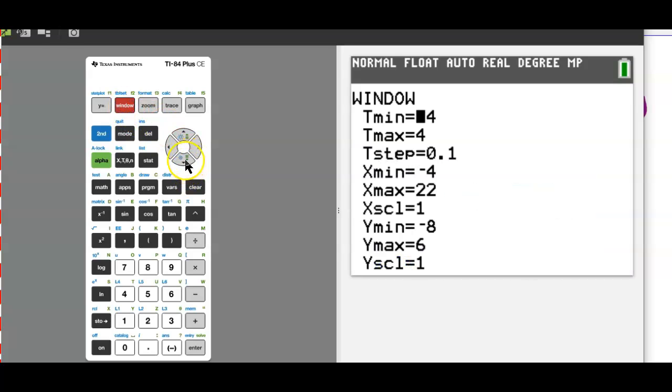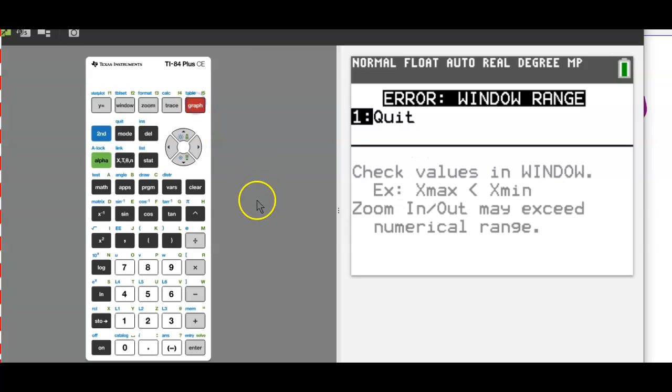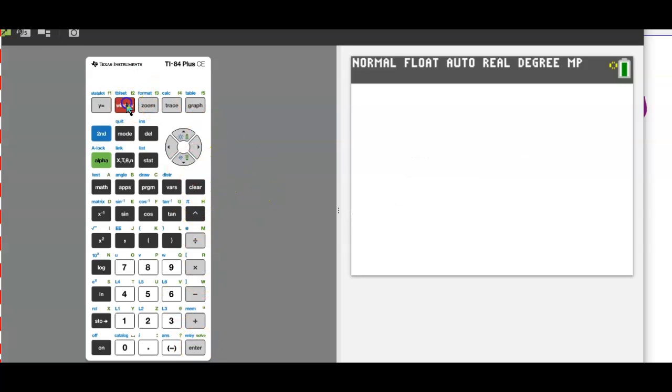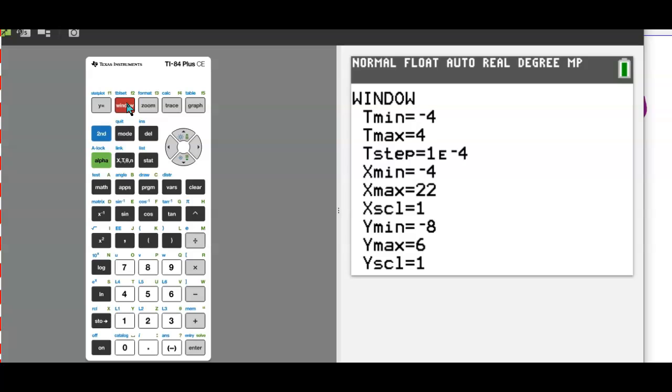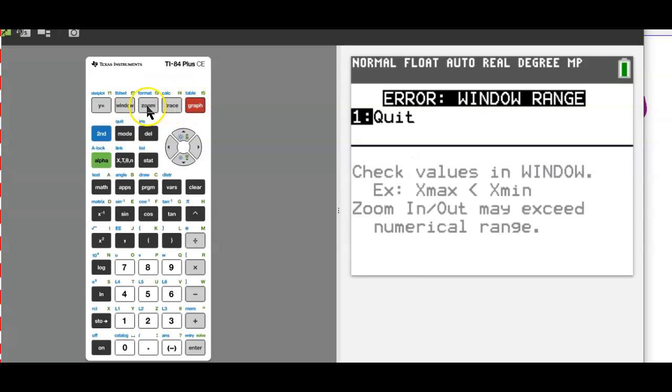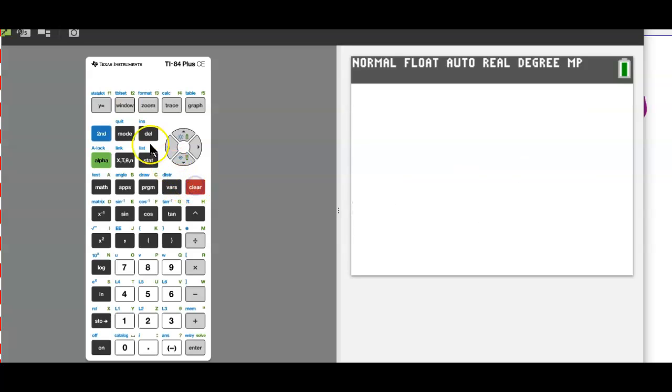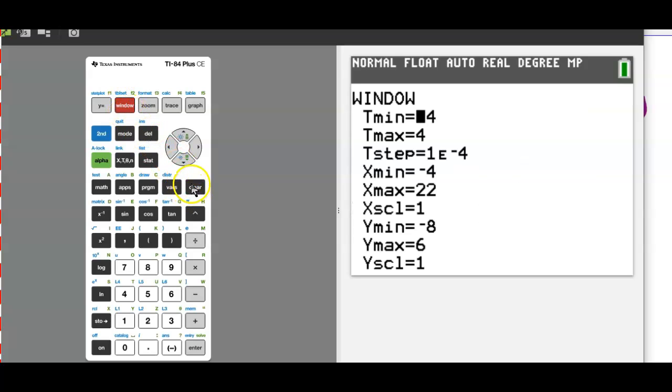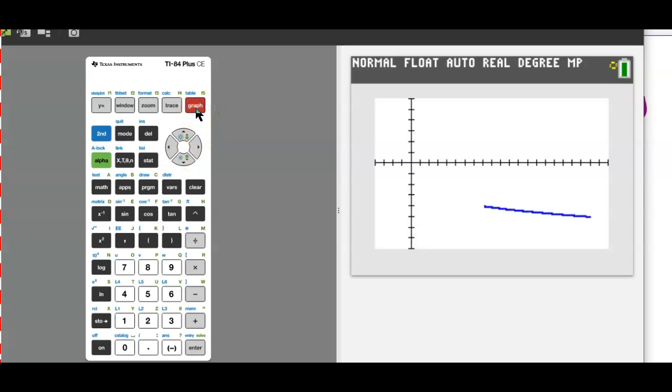Now, if I changed my window to something really, really tiny, I'll show you what happens. It takes forever to graph because, what, did I change the wrong thing? Doesn't like that window range. See, it goes much slower, okay? And yours may take even longer. Mine's got the power of the computer behind it.